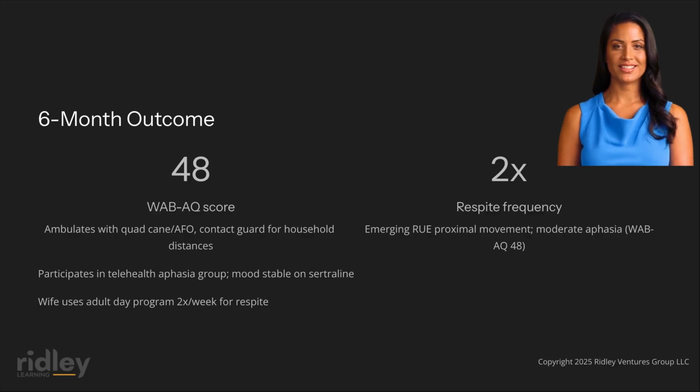This case illustrates the extended recovery timeline for severe hemorrhagic stroke, the importance of addressing depression and aphasia, the value of telerehabilitation for rural access, and the need for comprehensive caregiver support.